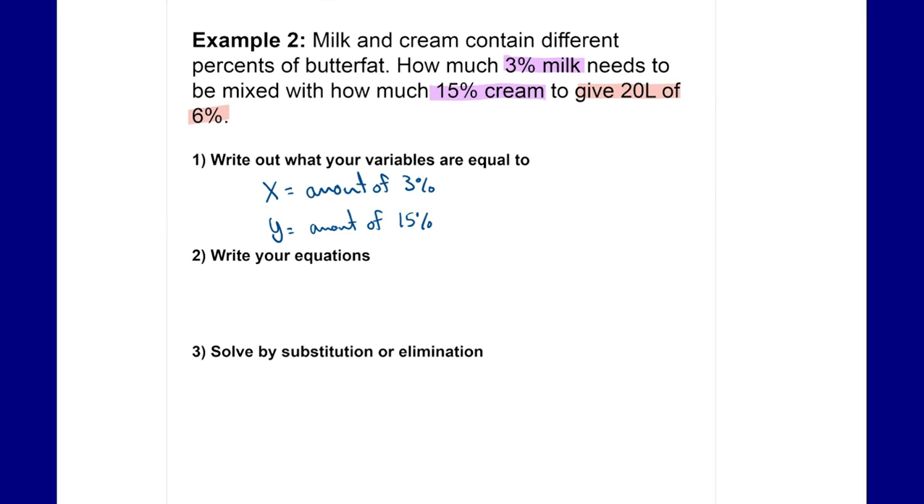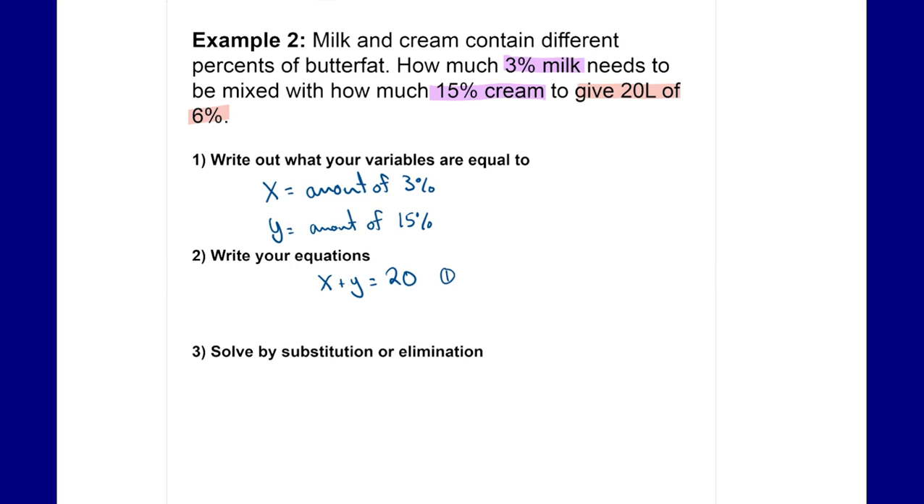Next, we're going to write out our equations. So if we go back to those steps, our first equation is going to be just looking at the two volumes. So we're going to have x, which is one volume, plus y, which is another, adding up to 20 liters. So that's going to be equation 1.